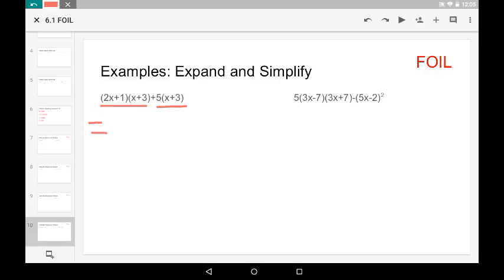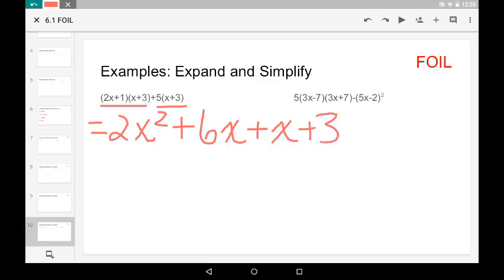2x times x, the first terms, gives us 2x squared. 2x times 3 will be 6x. Those are the outside terms. The inside terms is 1 times x, so we'll have x. And the last terms, 1 times 3 is 3. So that's this part all done.